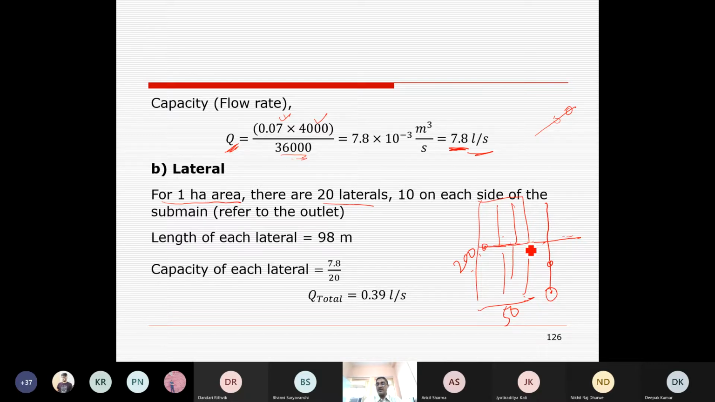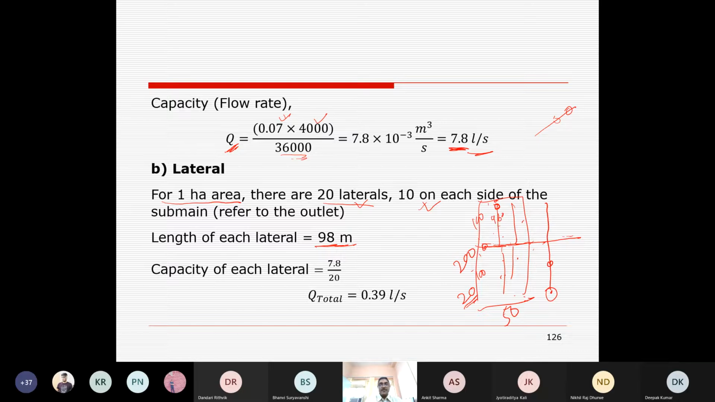So if we have a lateral covering this 50 meter, submain 50 meter, and laterals on every side, this is 100 meter this side, 100 meter this side, but at the last 2 meter we cannot, the reason being the plant is here, not at the boundary. So it may be near about 98 meter. So how many to cover this 50? 10 this side, 10 this side, to make 20 laterals. So for 1 hectare coverage, there are 20 laterals, 10 on each side of the submain. This is the submain. And the length of each lateral is 98 meter to cover just this 100 meter length of citrus plantation.